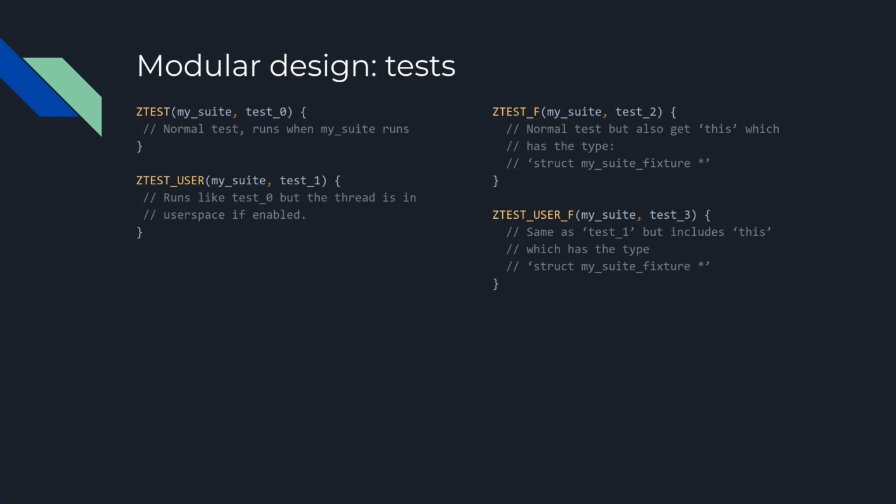For modular design here, the unit tests themselves have 4 different options. The first and the simplest one just runs test 0 when my suite is run. Test 1 will also run whenever my suite is run, but it will run in user mode when user space is enabled through Kconfig. The underscore F suffix simply tells ztest that the test needs the suite's fixture, the one returned by the setup function. The fixture name must be the suite's name with an underscore fixture suffix. The fixture is exposed as this, just like gtest's class would scope the function to the fixture's class.